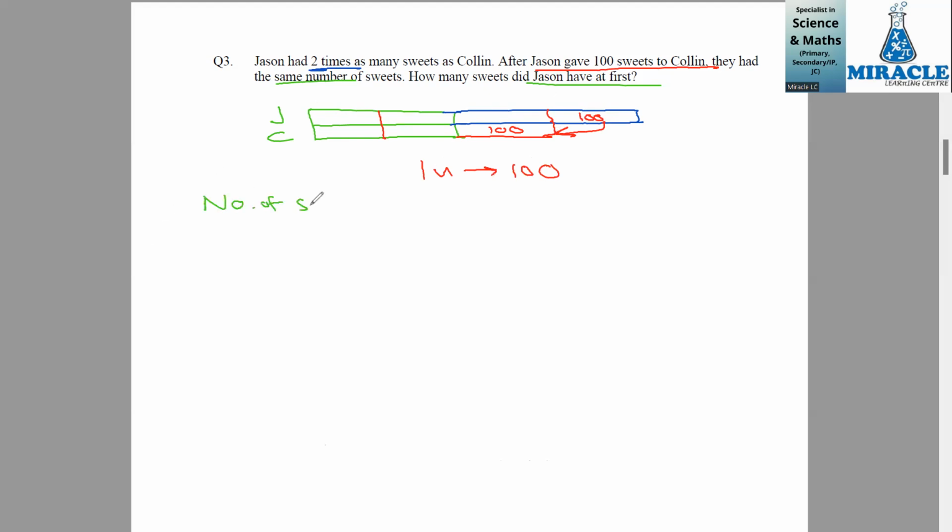The number of sweets Jason had at first would be 1, 2, 3, 4. 4 units, which represents 4 times 100, and that gives us 400. So this is your final answer.